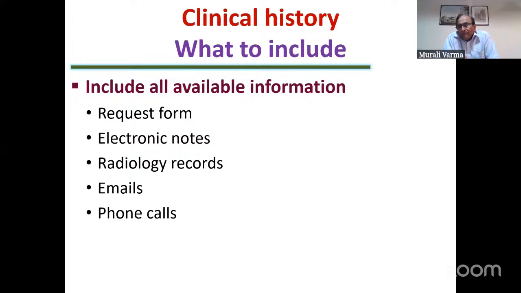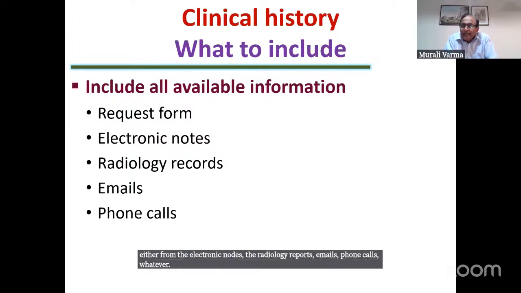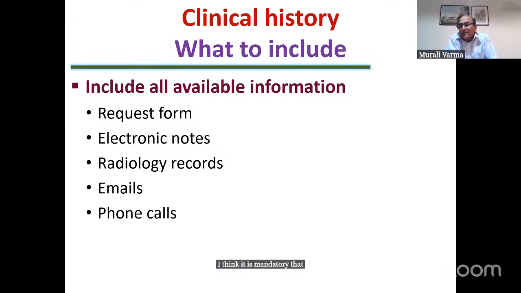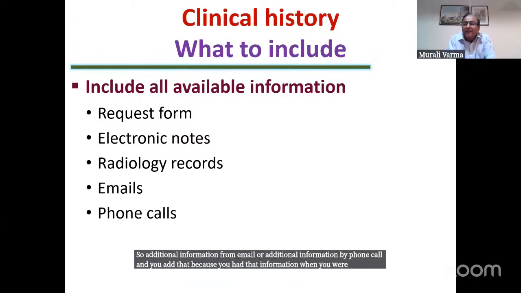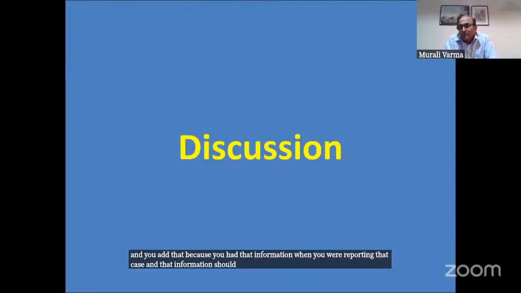So the important bit here is that in the clinical history, it is not enough to just put in what information was given to you on the request form. If you obtained any additional information, either from the electronic notes, the radiology reports, emails, phone calls, whatever, I think it is mandatory that you include that in the clinical history. So additional information from email or by phone call, you add that because you had that information when you were reporting that case, and that information should be part of the pathology report. Any comments?